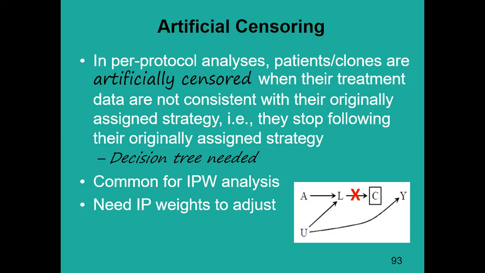If we condition on C, which is artificial censoring, you can see that it is a descendant of a collider, L. By conditioning on that, we will generate selection bias. And the traditional technique using conditioning would not work for this case. That's why we want to use weighting to adjust for artificial censoring.